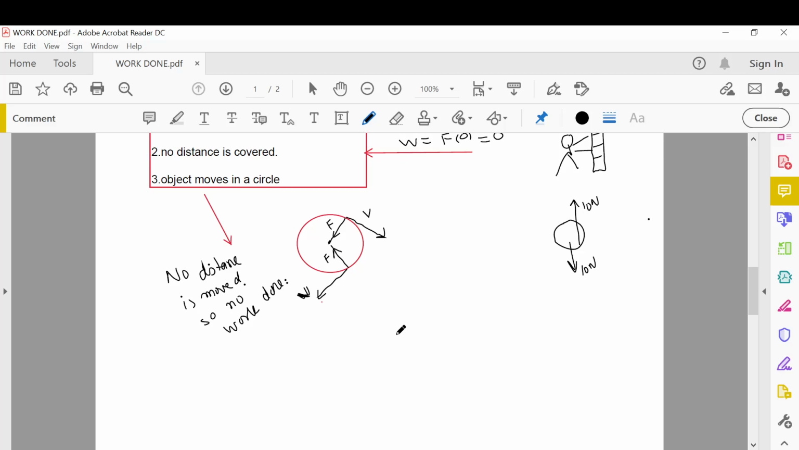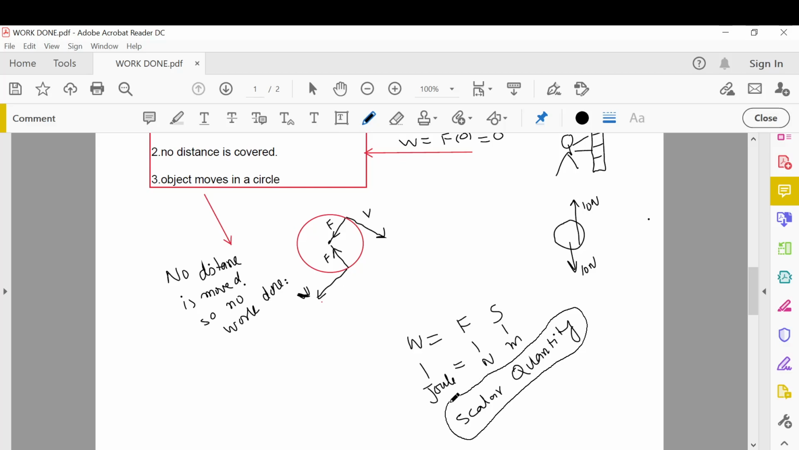Now let's discuss its formula once again. It's force into distance. Work is in joule. Force unit is Newton. This is meter. So joule is equal to Newton meter. Work done is a scalar. It's not a vector. It's a scalar quantity. You must remember this.